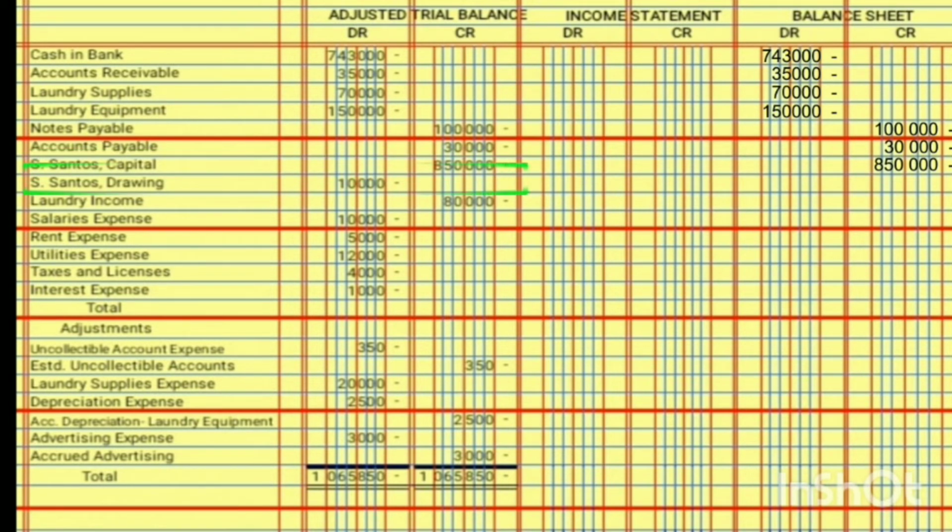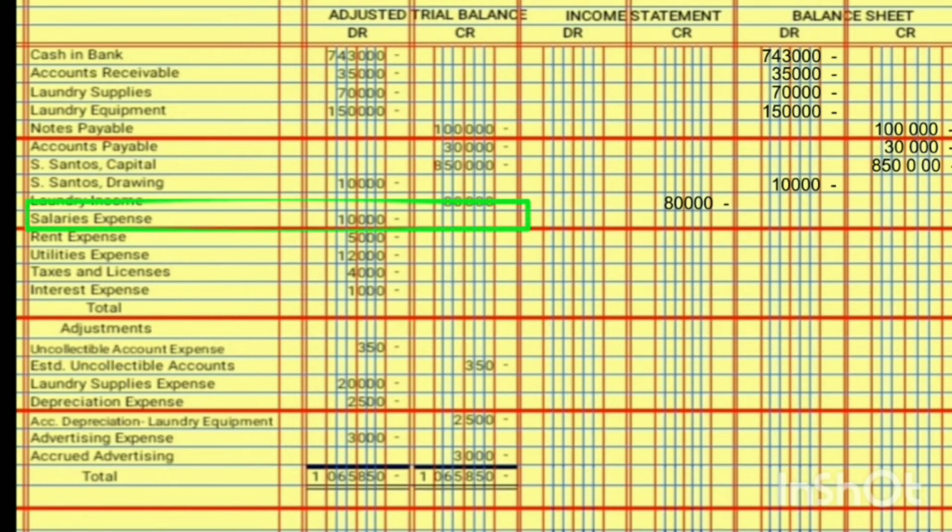Next is S. Santos Drawing, 10,000 debit. So drawing is a real or a balance sheet account. So we're going to extend it in the balance sheet column. So we have here 10,000 debit. Laundry income, 80,000 credit. So obviously, laundry income is a nominal or an income account. So we're going to extend it in the income statement column. So we have here 80,000 in the income statement column credit.